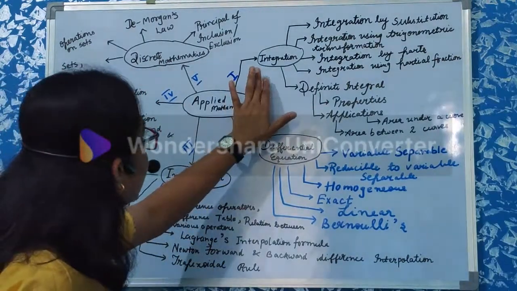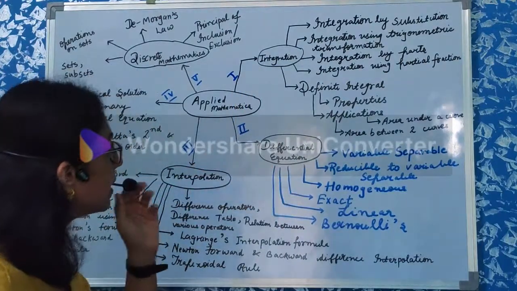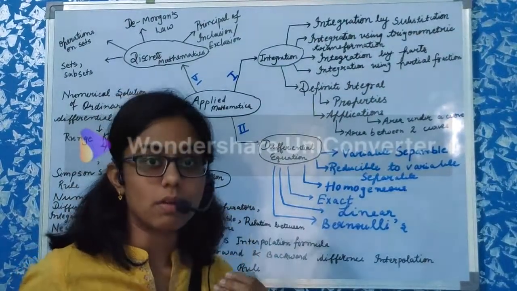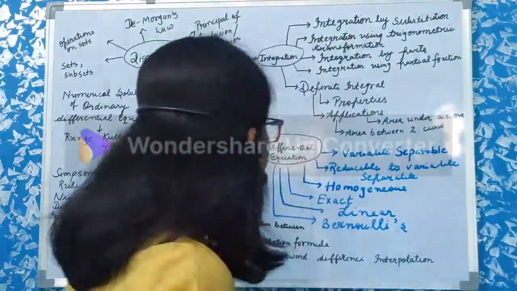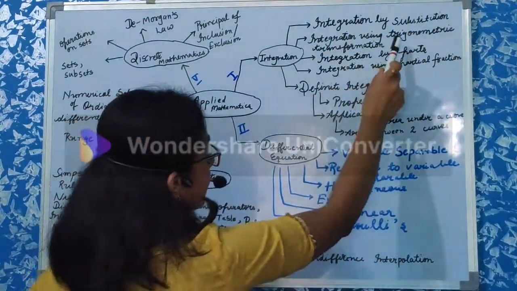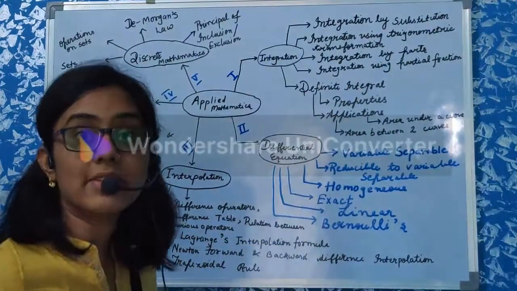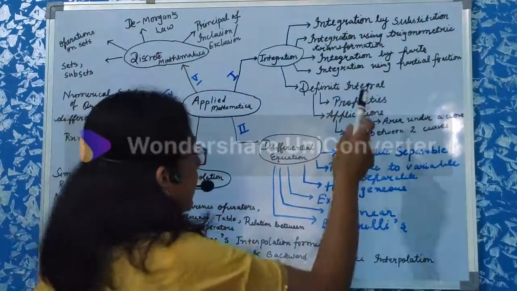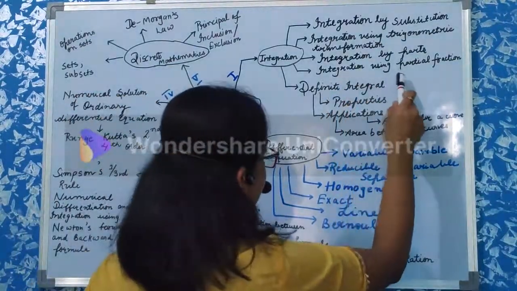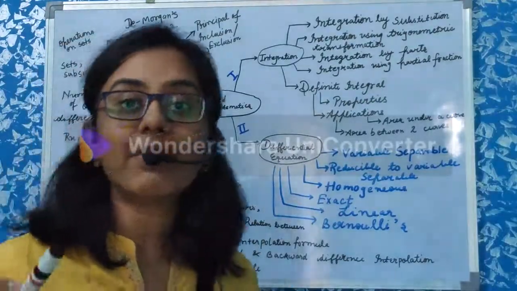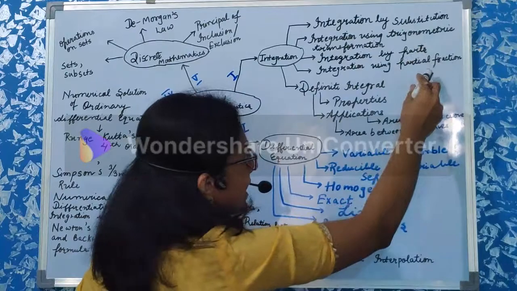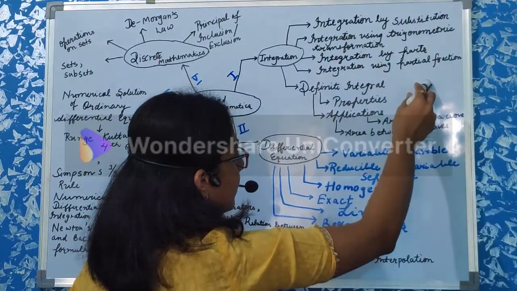Anyways, in the first unit, integration, there are 4 methods by which you solve integral calculus. First method is integration by substitution. Second method is integration using trigonometric transformation. Third method is integration by parts. And the last method is integration using partial fraction. This is for indefinite integral.